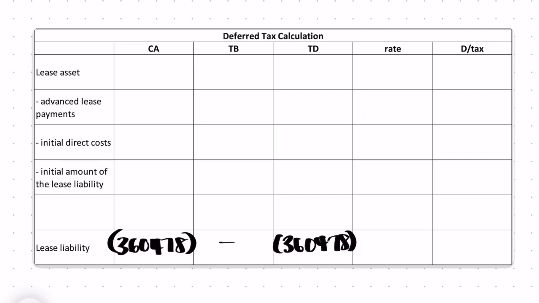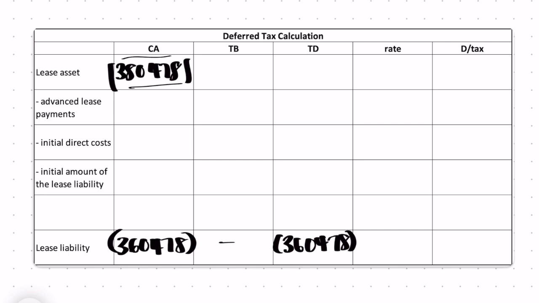Now, before we jump into the application of paragraph 15, let's circle back to the right of use asset. We said that the right of use asset is 380,478, okay? But when we think about the right of use asset from a tax perspective, we have to separate it into the underlying components. Why?